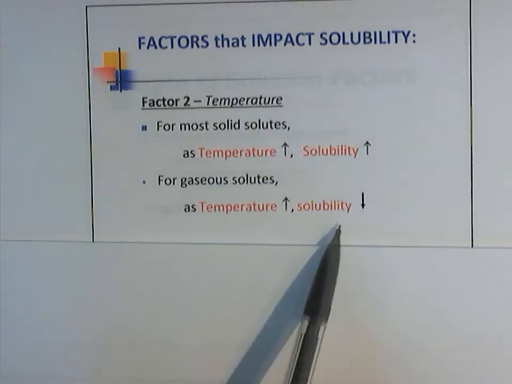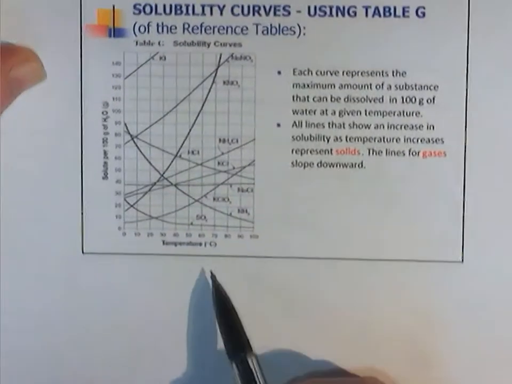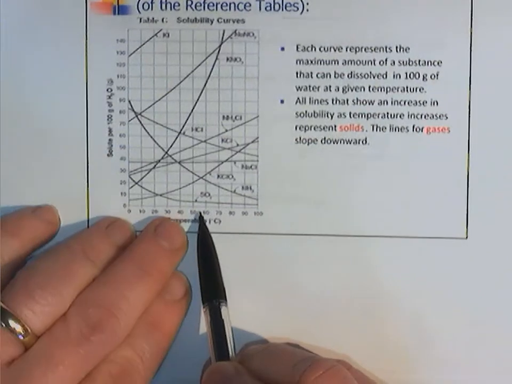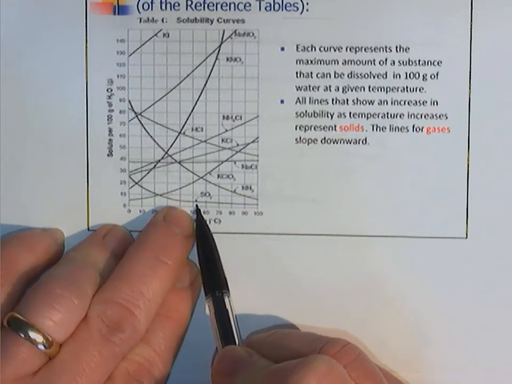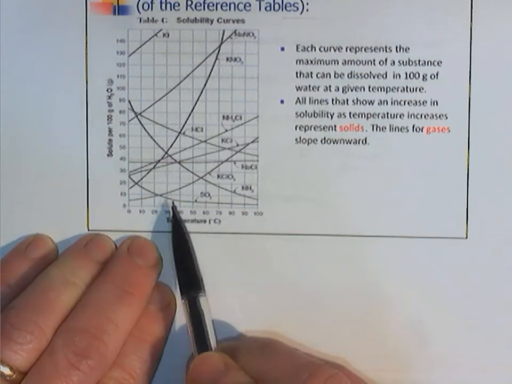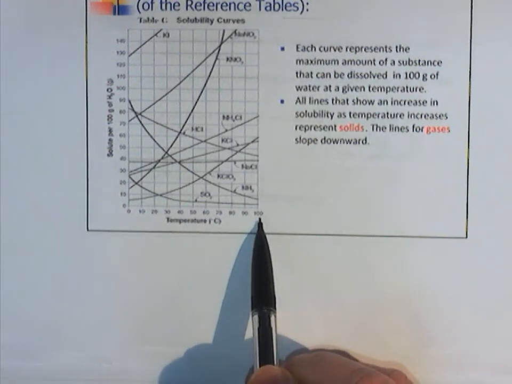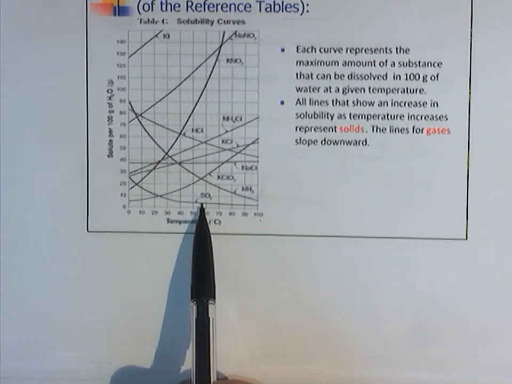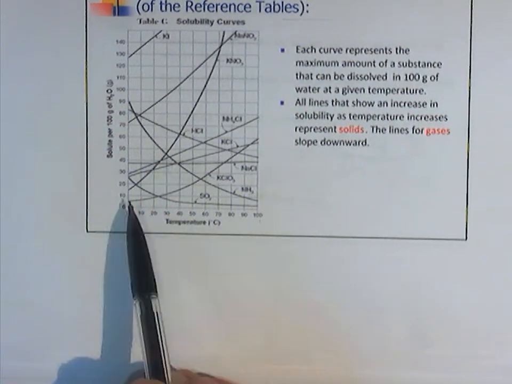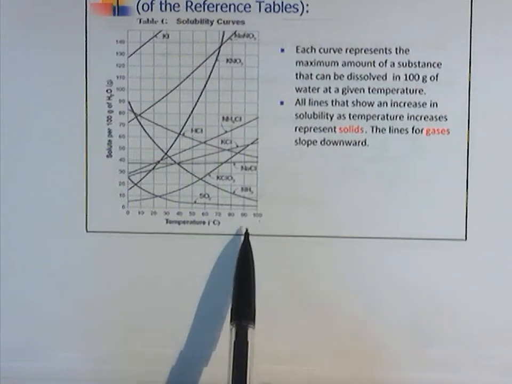However, with gases, that is opposite. Gases do not want to be restricted in and amongst solvent molecules. So actually their solubility decreases with increased temperature. So we need to remember that. This is showing us ammonia, which is a gas, and sulfur dioxide, which is a gas. So they contradict what we would predict with solids.